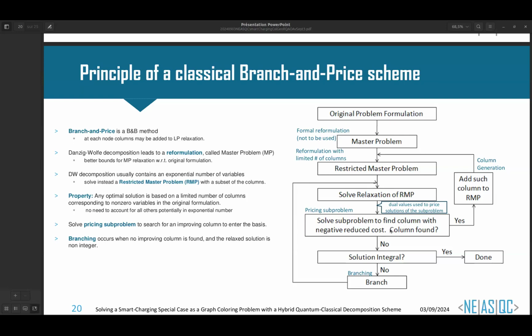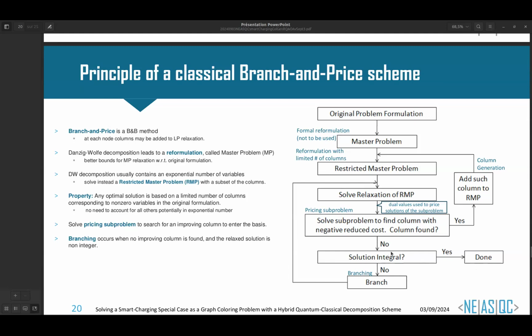In this case, if it finds one, this column will be added to the restricted master, and we will go on until no other improving columns can be found. And then we will ask ourselves, is the solution integral in the relaxed form? If it is, then we are done. Otherwise, we will go for the standard branching, in which we will again use this technique.